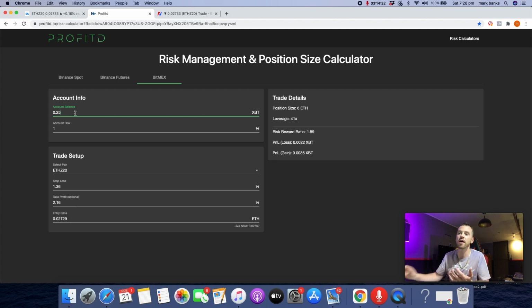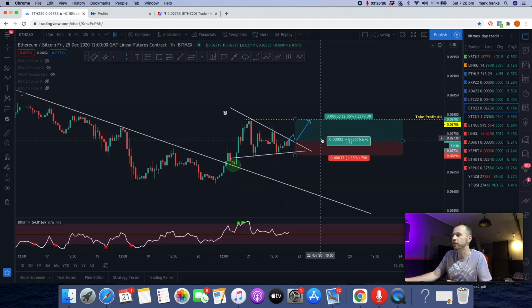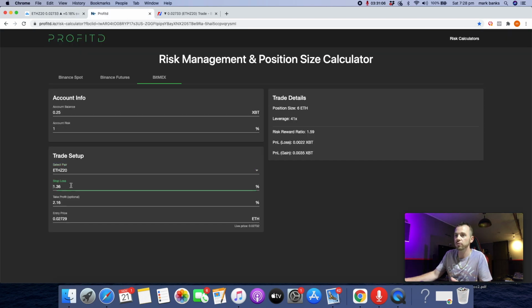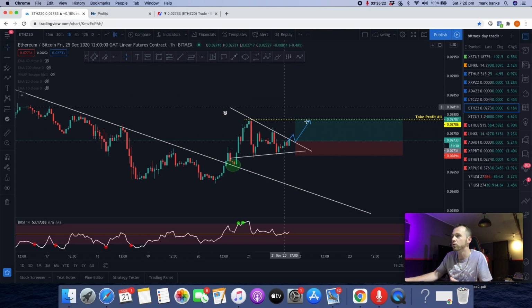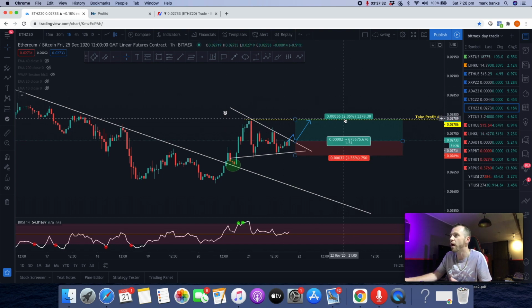Now let's say you have an account balance of a quarter of a Bitcoin, so 0.025. We want to risk 1%. We select the pair, so we're on ETH Z20. Now our stop loss, if we hover over it, is 1.35, so we change that to 1.35%. Our take profit will be 2.05. You can see that number there.